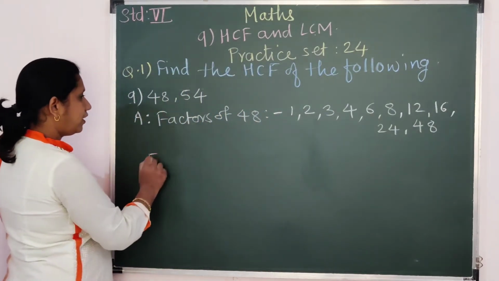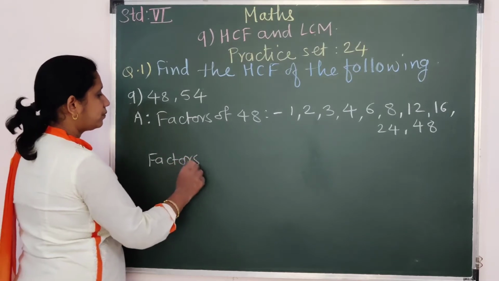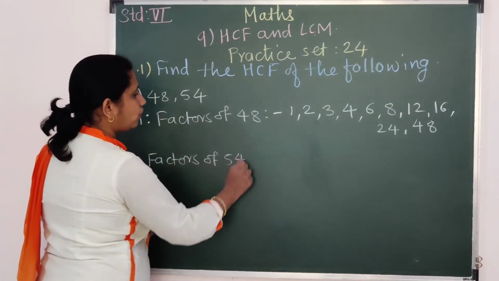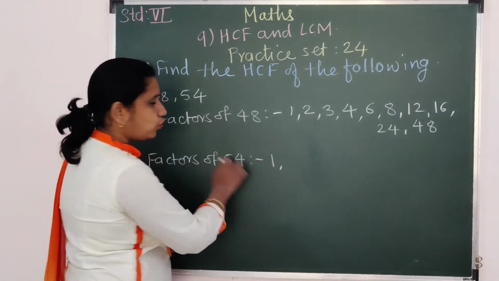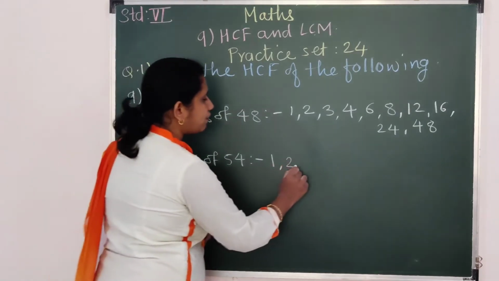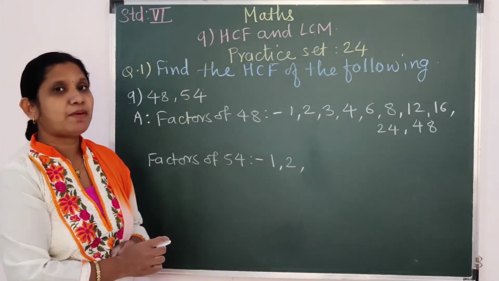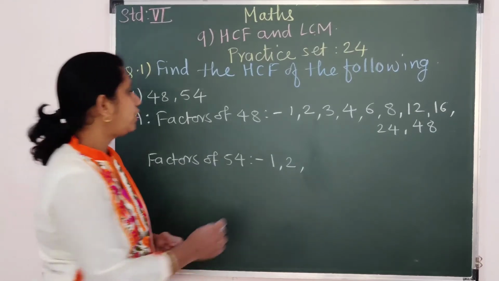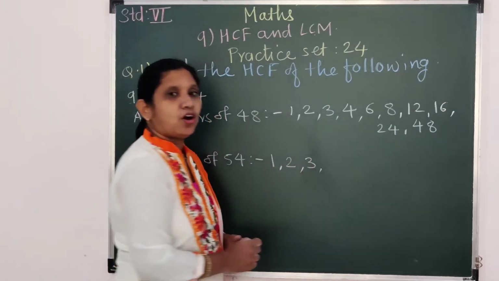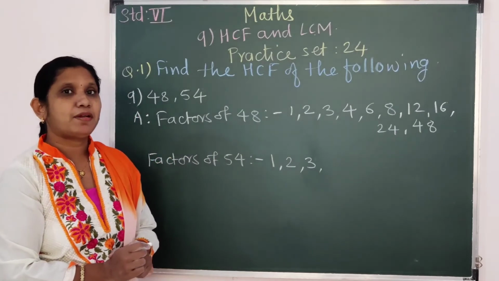Okay, now write down factors of 54. 1, the unit place digit is 4, so divisible by 2. 5 plus 4 is 9, divisible by 3. So 54 is also divisible by 3. Also, it is divisible by 6.